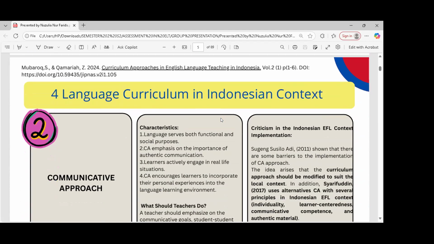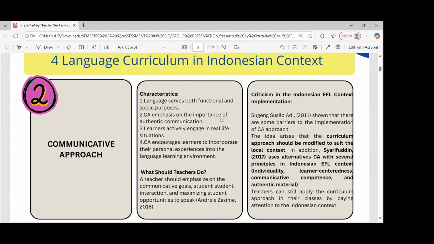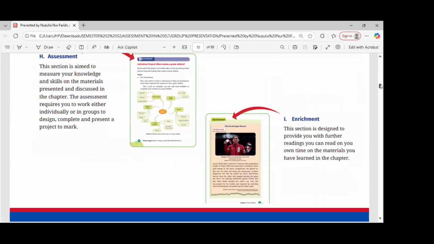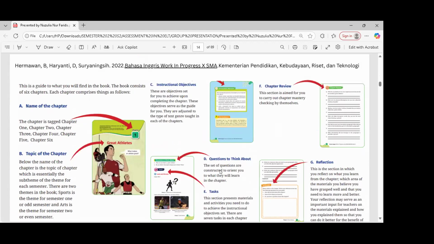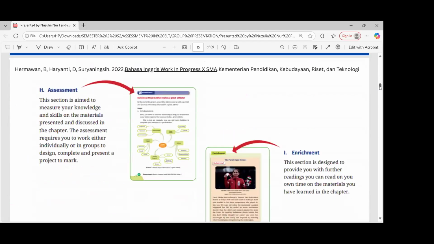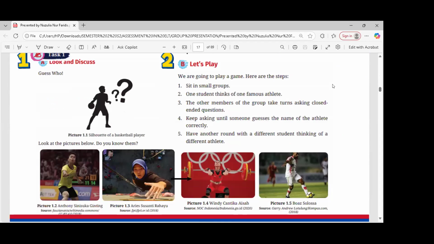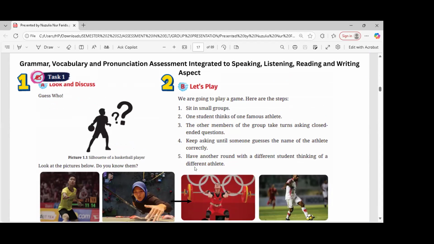Terus yang kedua, izin bertanya kembali Mbak Nuzul, untuk di content-based approach itu apakah ada example, Mbak Nuzul? Ada, ini di slide saya ada kok. Ini berdasarkan buku yang terbaru yang di kurikulum ini ya. Nah, ini kan ada beberapa tugas gitu ya. There are several tasks provided in the books for the students' exercise. Nah, for example, for this one, this is the task one.